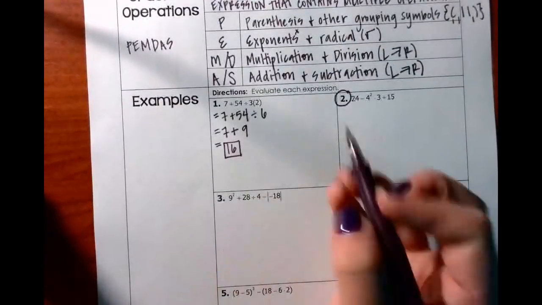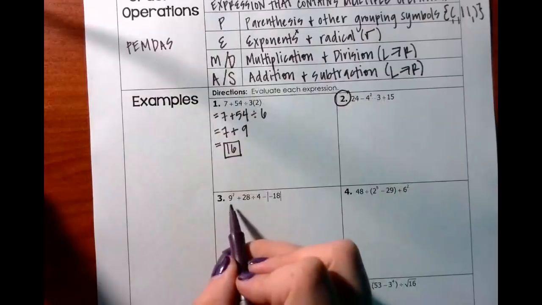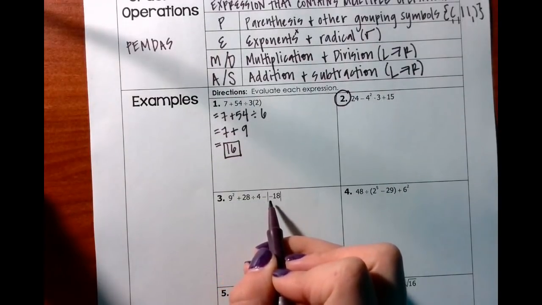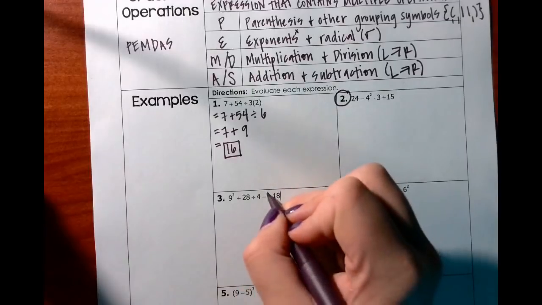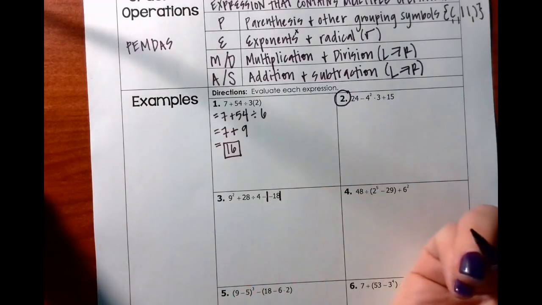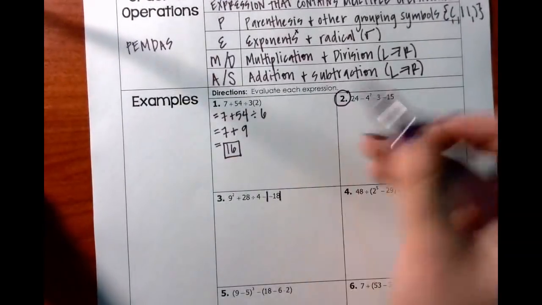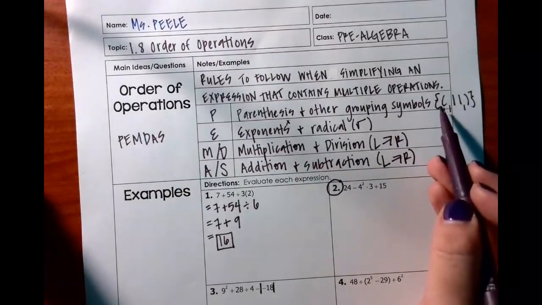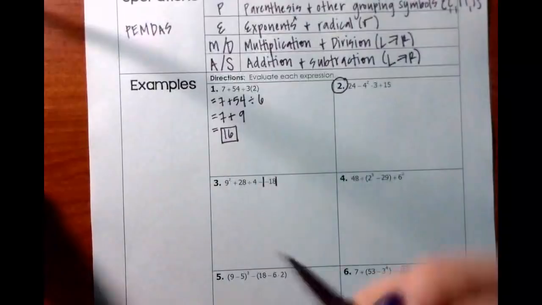Now, number 3, the first thing I'm looking for is parentheses. So I'm going to go from left to right and see if I see any parentheses. I don't see parentheses, but I do see these absolute value signs. These absolute value signs let me know that I need to deal with them first because, if you look back, they count as parentheses.